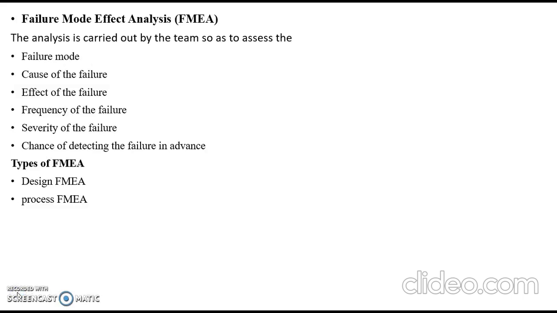Next, the frequency of failure. Frequency means how regularly these processes are failing. Next, severity. By this failure, what severe things happen to the process or design? That is severity of failure. Next, chances of detecting the failure in advance. How much chance is there of detecting before the error occurs? That is called chance of detecting the failure in advance. These are some terminologies used in FMEA.